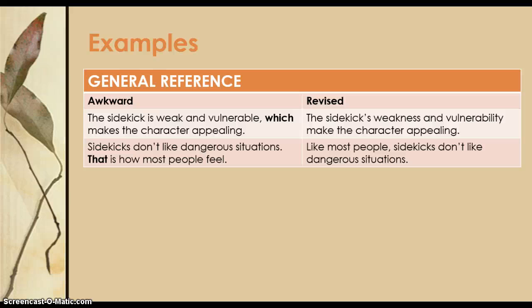Let's look at our second example. Sidekicks don't like dangerous situations. That is how most people feel. Now we have the pronoun that, and it's not entirely clear what the reference is. We can revise it very easily. For example, like most people, sidekicks don't like dangerous situations. The sentence is easily rewritten to be completely and totally clear.